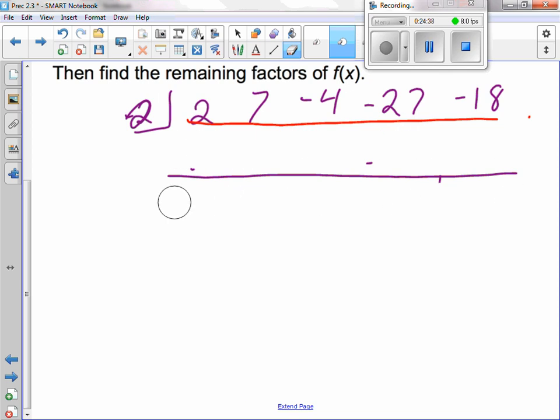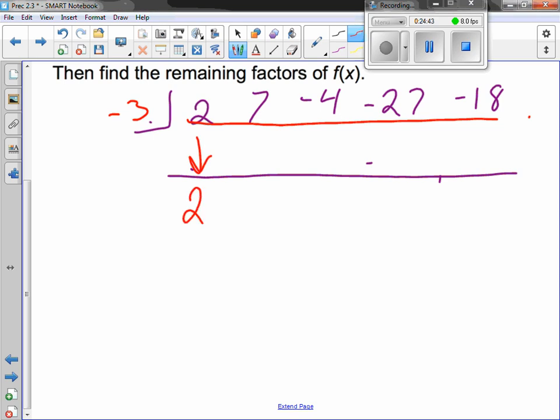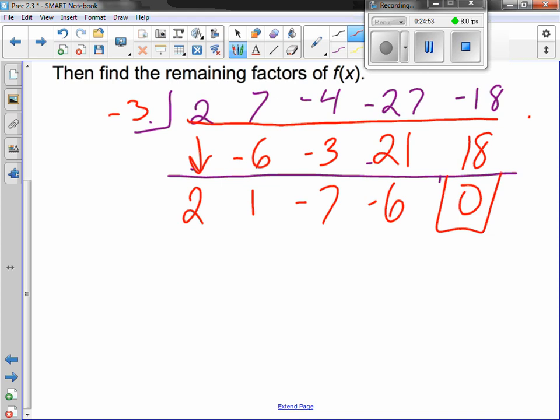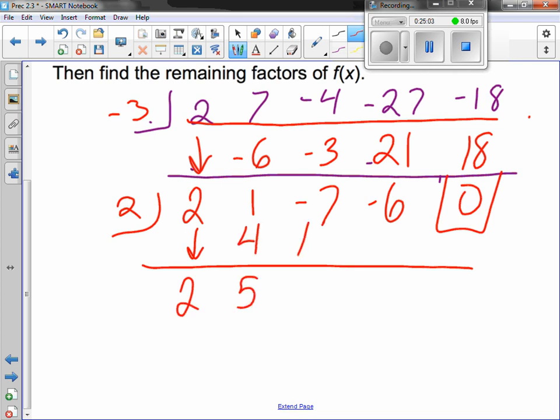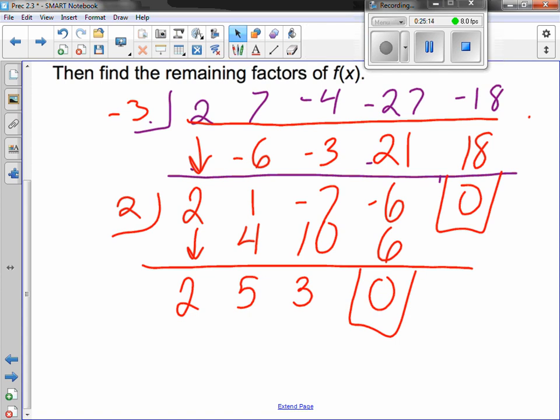I'm going to show you this here just so you can see that this does work. Negative 3, negative 6, 1, negative 3, negative 7, 21, negative 6, 18. That worked. The other one was 2, 4, 5, 10, 3, 6. It doesn't matter the order, because if it's a factor of one, it'll be a factor of all of them.